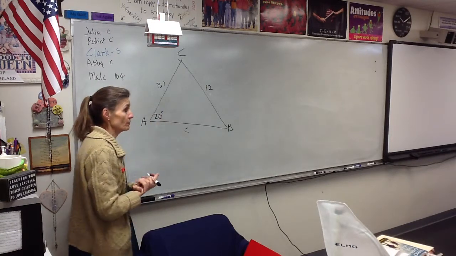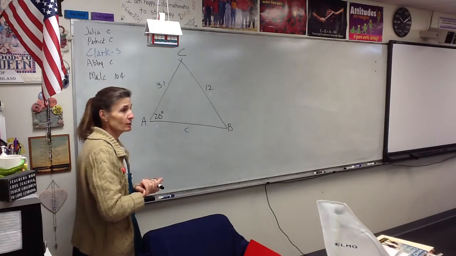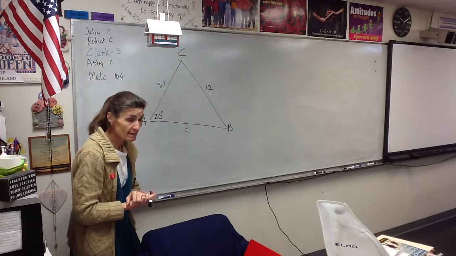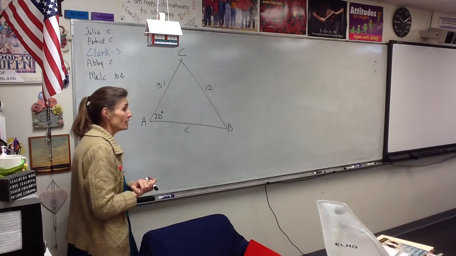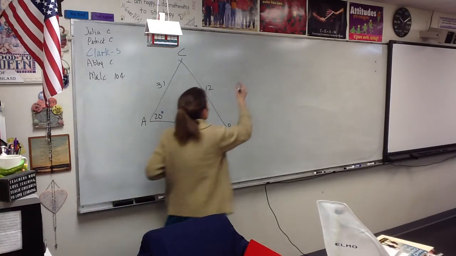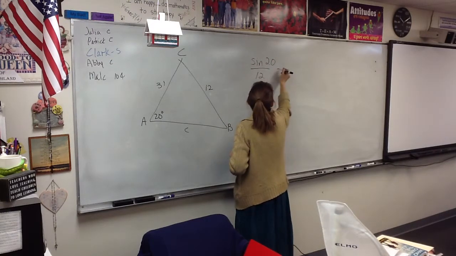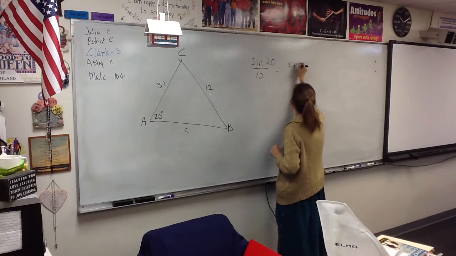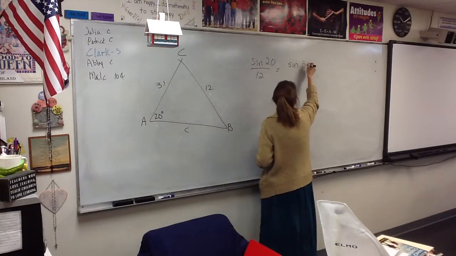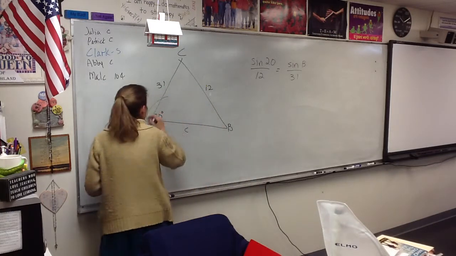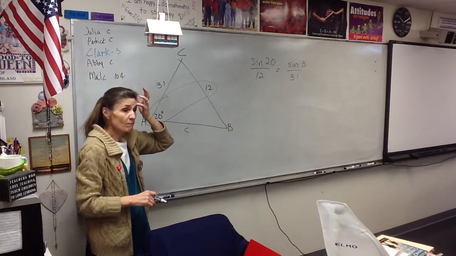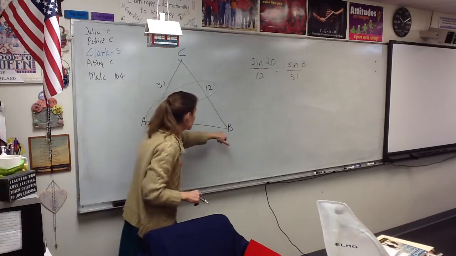Okay, so I've drawn this one. Now, I'm going to pretend that the directions say solve the triangle, just like they did on your quiz. So what would you set up here, your law of sines, if you were going to solve this triangle? Sine 20 over 12 equals sine B over 31. That's perfect. The only pair you know is right here, so you go ahead and set that up. Sine 20 over 12. The only other information you have is this, so you have to say sine B over 31, don't you?